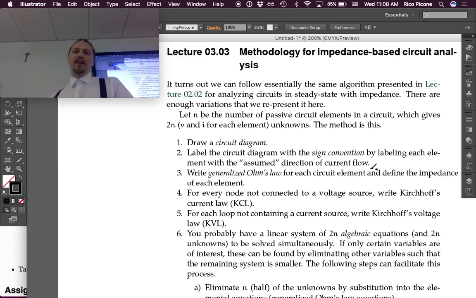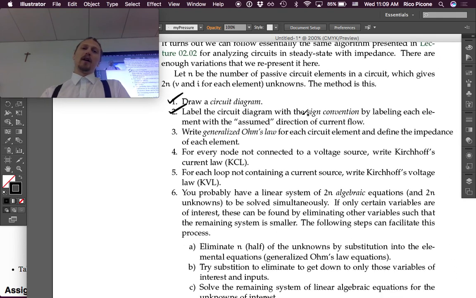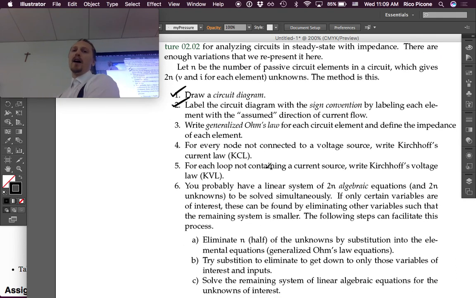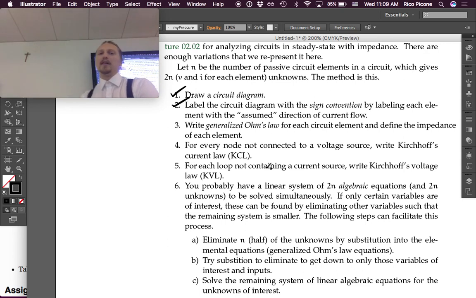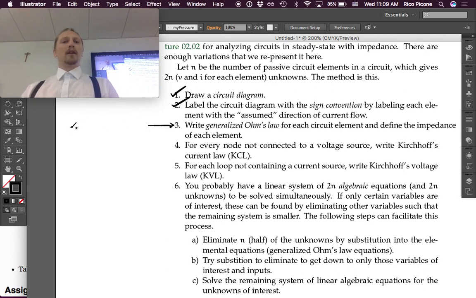step 1, draw a circuit diagram. That's the same, right? Step 2, label with the assumed direction of current flow each element. That's the same. Nothing's changed so far. Step 3, write generalized Ohm's law for each circuit element and define the impedance of each element. Well, now we've got something new, but it's taking the place of writing the elemental equations, right?